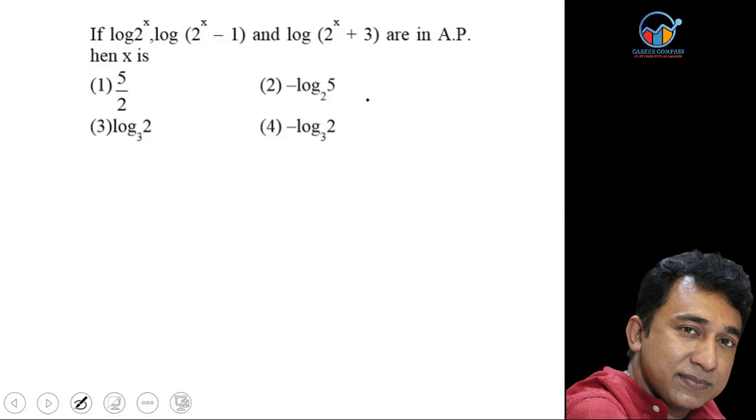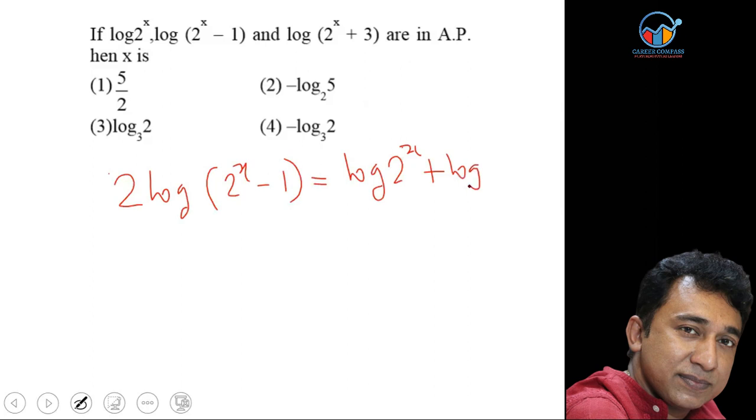All right, so let me check this out. See, first of all, they have said these three numbers are in AP. So definitely you can say the double of the mean term, which is log of 2 to the power x minus 1. So twice of that will be equal to the sum of the extreme terms. That is log of 2 to the power x plus log of 2 to the power x plus 3. So in the right hand side, of course, in the left hand side, you can put this 2 as a power over here. While in the right, you know, log of p plus log of q is log of p into q.